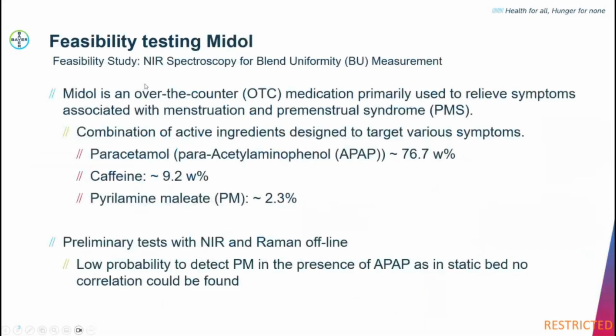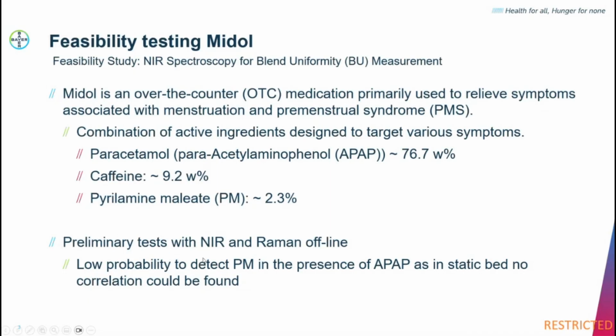So what is MIDLE? MIDLE is an over-the-counter medication primarily used to relieve symptoms associated with menstrual and premenstrual syndromes. It combines active ingredients that are designed to target various symptoms. We have paracetamol in a concentration of roughly 77 weight percent, caffeine around 9 weight percent, and pyrilamine maleate with 2.3. And we wanted to test NIR spectroscopy for blend uniformity measurements.